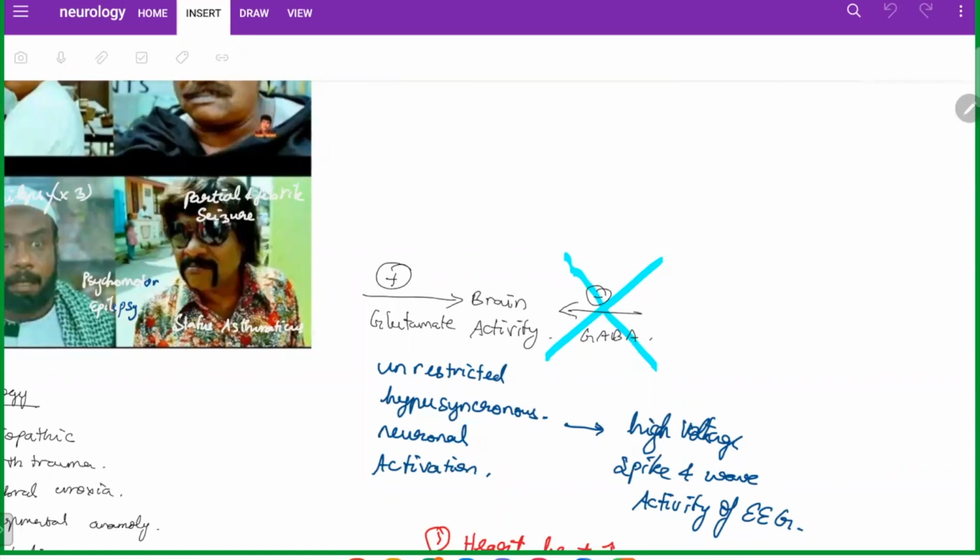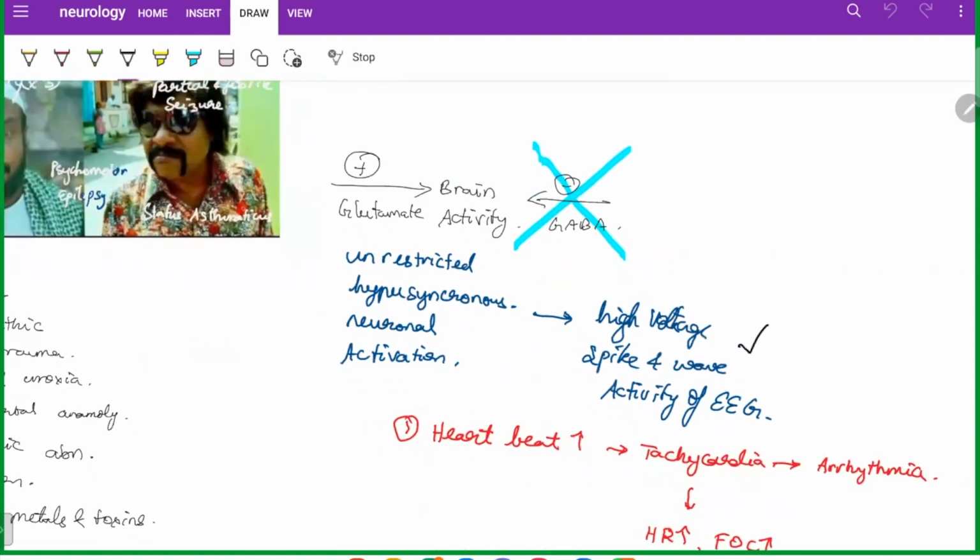The inhibitory synaptic activity between the neurons is going to fail. This produces a high voltage spike and wave EEG activity. அதை தான் நான் இங்க எழுதியிருக்கேன். High voltage spike and wave activity of the EEG. Okay, wow. So the electrophysiological hallmark of your epilepsy. Now you have a different classification of seizures. So that is what you're going to write next.